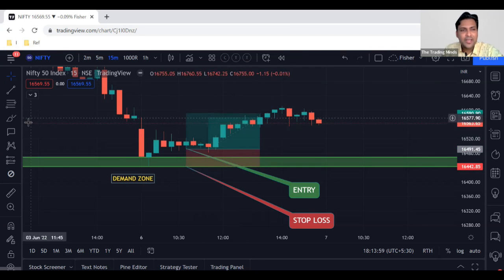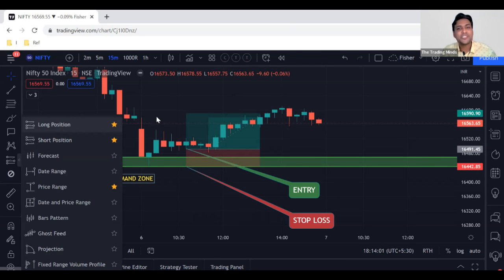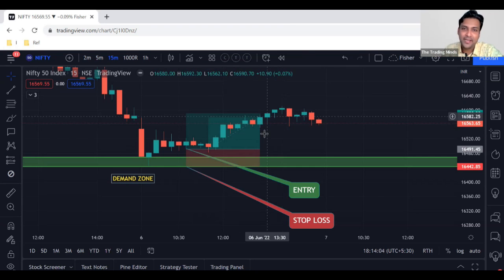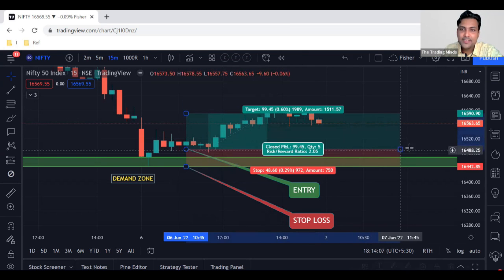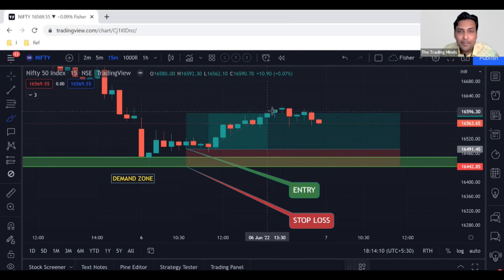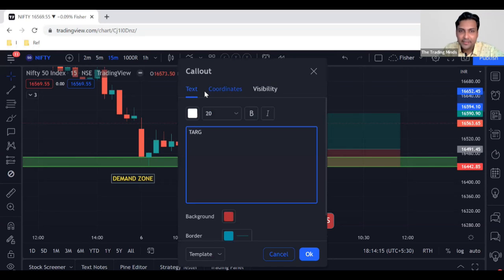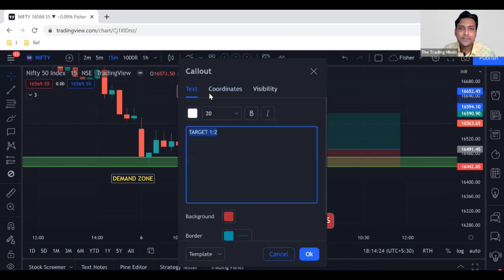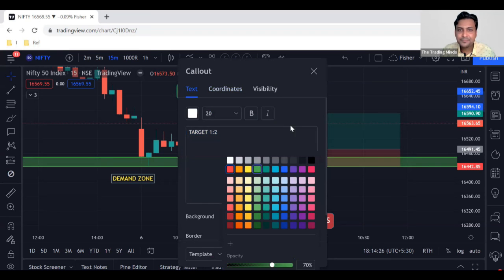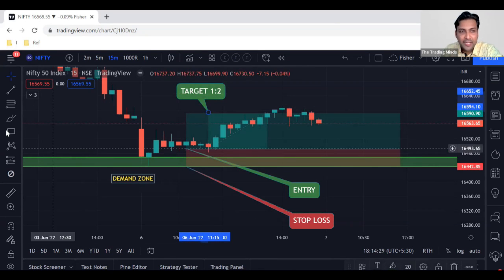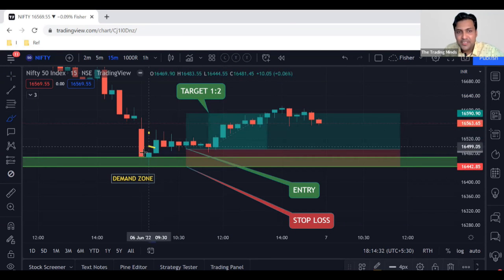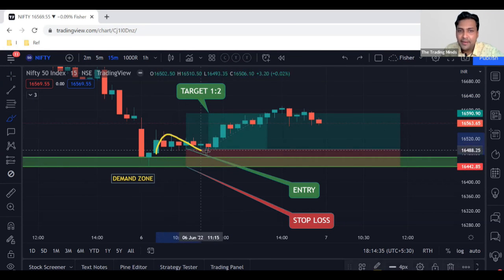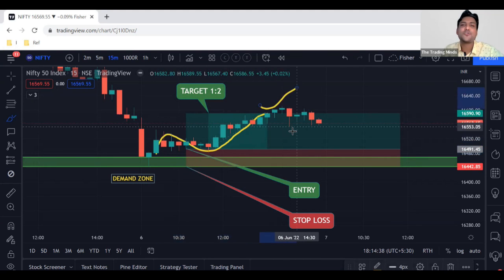So this is my target. There's a tool here called long position, and you can use the tool and set it automatically. I'm dragging it like this. So this is my target. Did the target come or not? What is the target? 1:2 means 100 rupees risk, 200 rupees reward; 1,000 rupees risk, 2,000 rupees reward. Let me make it green. So this is the reward we are looking for. And if you see, exactly the market has come to this area, taken a reversal, and then went up and hit our target here and exited.